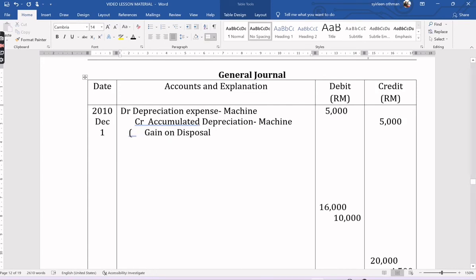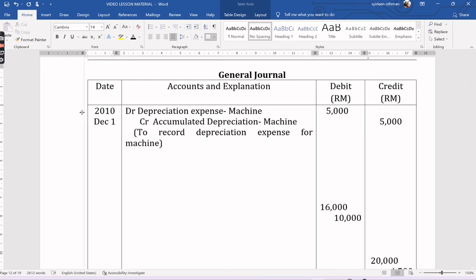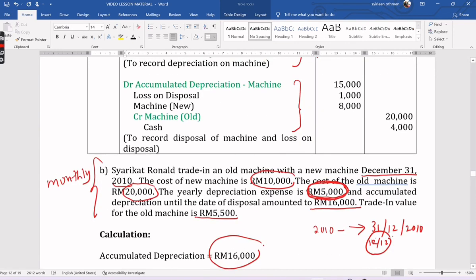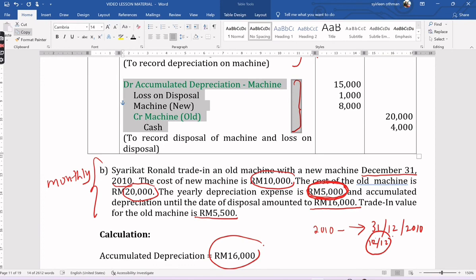So this is actually to record depreciation expense for machine. Okay, alright, so this is the first entry you need to do for this question. Okay, the next one, you are going to have the disposal. Okay, the disposal record.